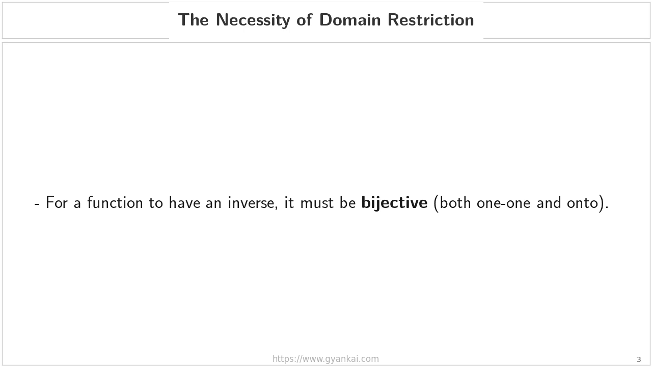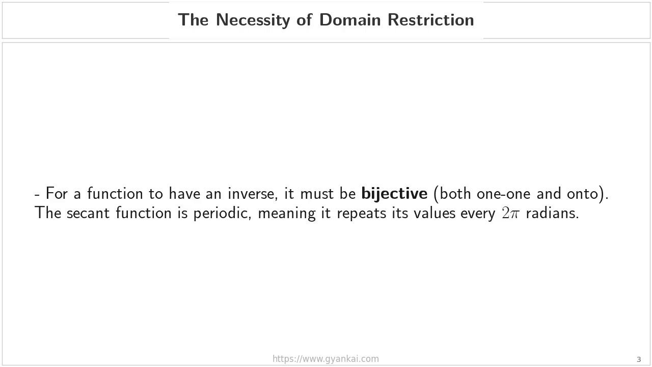Now that we have analyzed the general properties of the secant function, we must address a critical problem before we can define its inverse. In mathematics, for any function to have an inverse, it must be bijective, which means it must be both one-to-one and onto. However, as we know, the secant function is periodic. This means it repeats its values in a regular cycle every 2 pi radians.